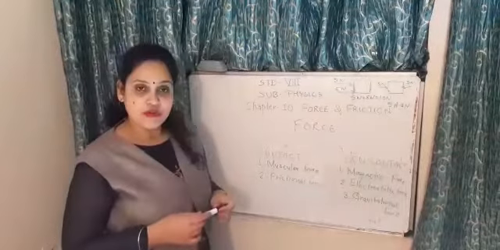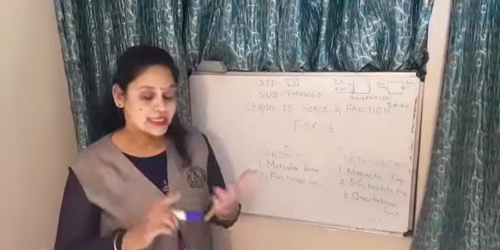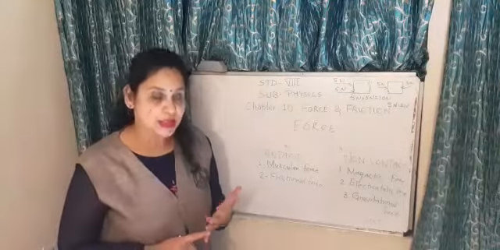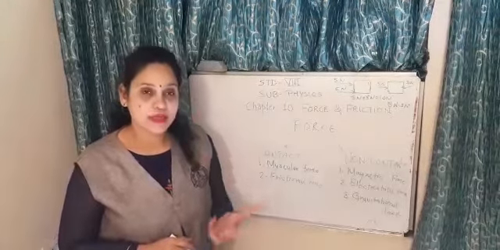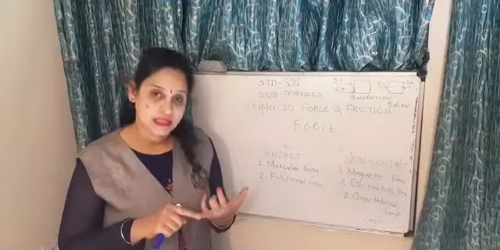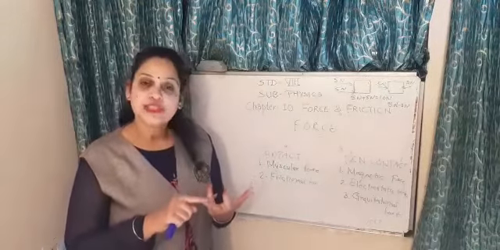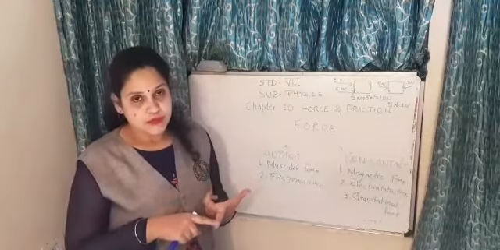Okay, so let us recap. What is the definition of force? A simple push or pull acting on an object is called force. SI unit of force is Newton. The effects of forces are, that means when force is applied on an object, what may happen? It can bring the object to motion. It can bring the object to rest. It can change the direction of the object. And it can change the shape and size of the object.